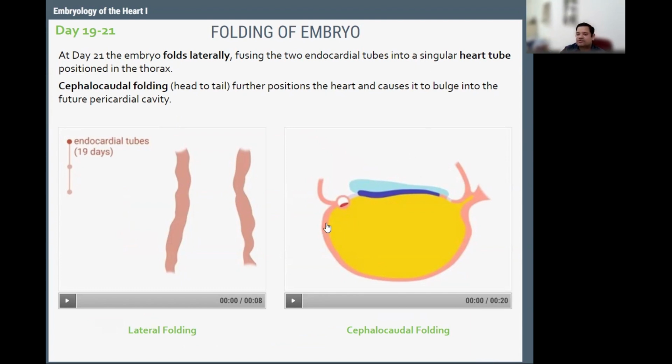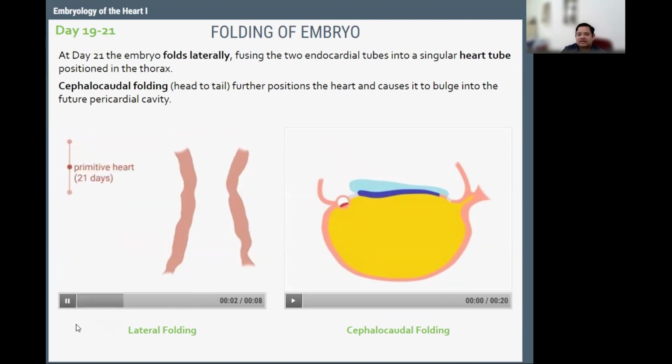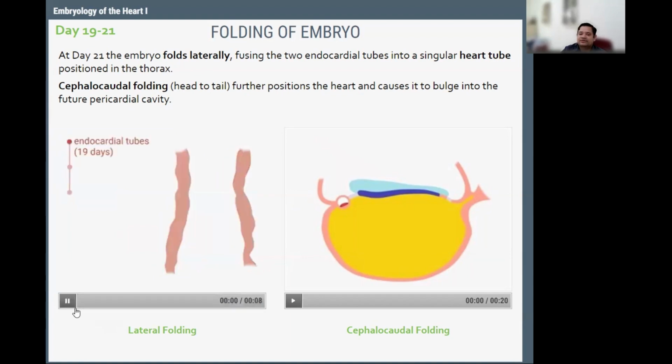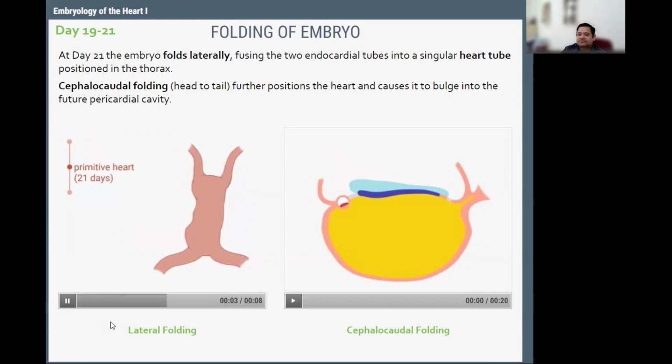So there are two small videos you can see slowly. You can see that they are coming together, and then the primitive heart is formed on the 21st day, and heartbeat starts itself on the 22nd day. Again, you can see. Now you pay attention on the next video, which is cephalocaudal folding. तो head tail folding होगा जिसकी वजह से क्या होगा हार्ट अपनी पोजीशन पे आएगा.